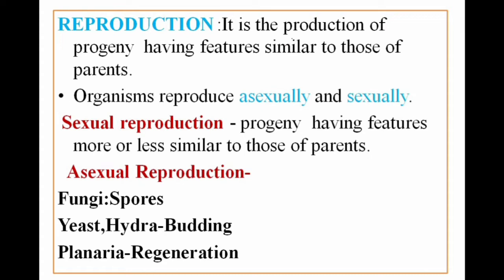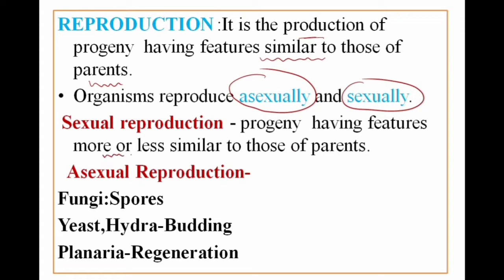So you know that reproduction is the production of progenies having features which are similar to that of the parents. All right. Now in reproduction you have studied about the asexual method of reproduction and the sexual method of reproduction. So in the sexual method of reproduction, progenies have features which are more or less similar to those of the parents. But in case of asexual reproduction, you have studied that fungi reproduce by spores, yeast reproduces by budding, planaria reproduces by regeneration. Okay.